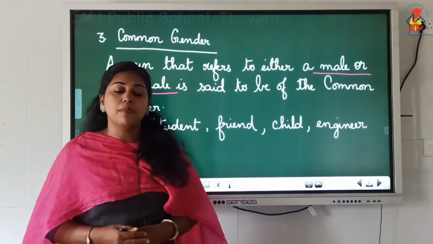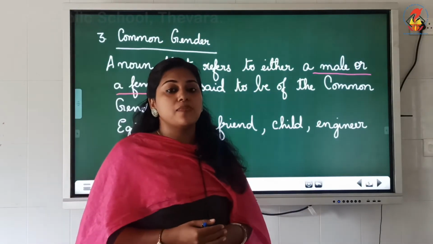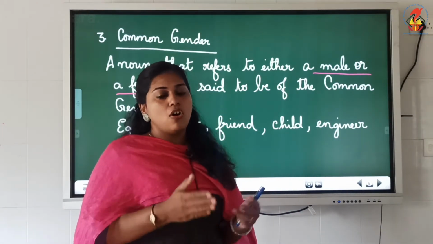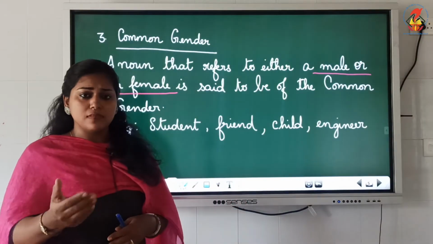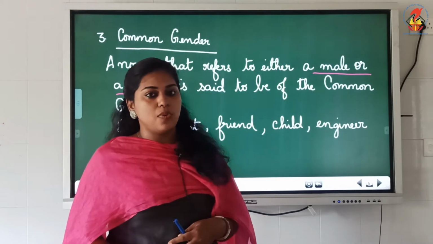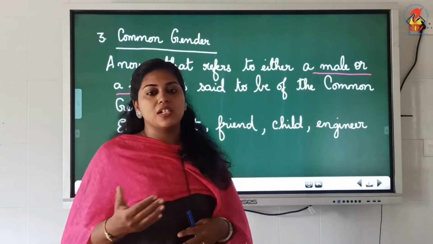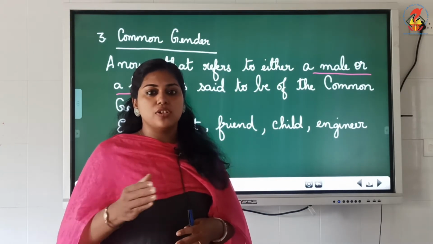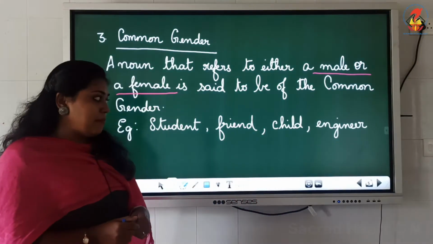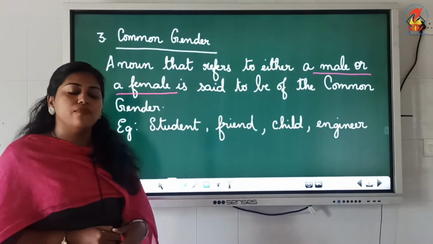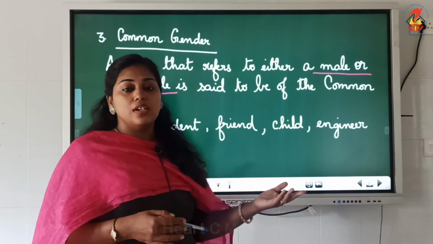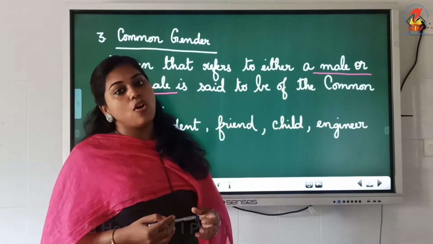Can you give me some examples of nouns that will fall under both male and female? Yes, student. Student can be a girl as well as a boy, isn't it? We don't have any other specific name for a girl student or a boy student. We commonly address them as student, right? Now here, friend. Friend is also a common gender. A friend can be both male or female.